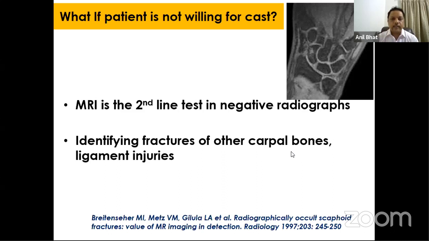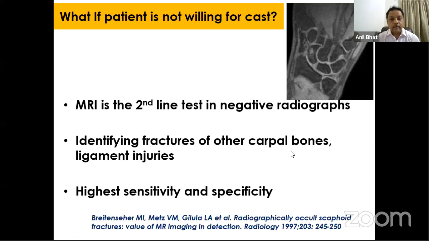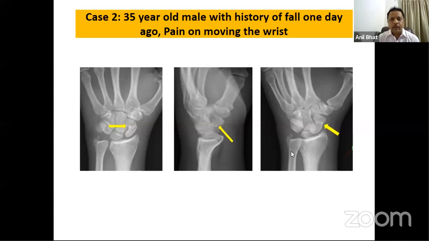And the other advantage is it identifies fractures of other carpal bones and especially ligament injuries, right? It's got the highest sensitivity and specificity. So if the x-rays are negative, what we call occult fractures, then we can go on for an MRI. Now, this is another male patient with a history of fall a month ago, with pain on moving the wrist. And what you now see is the fracture line on the x-ray itself straight away. So it's visible.